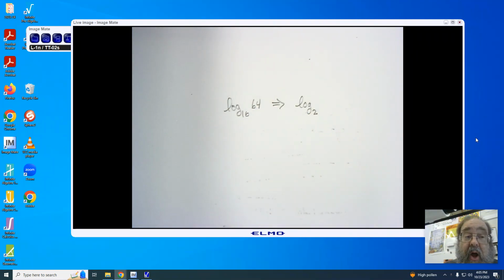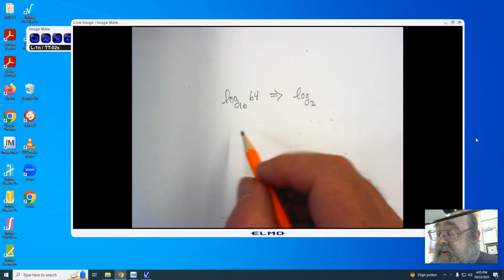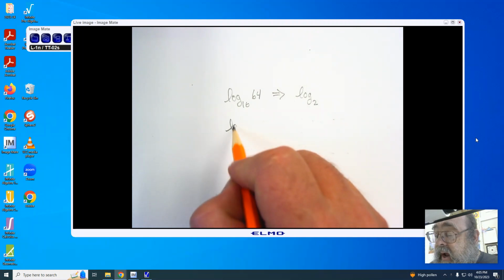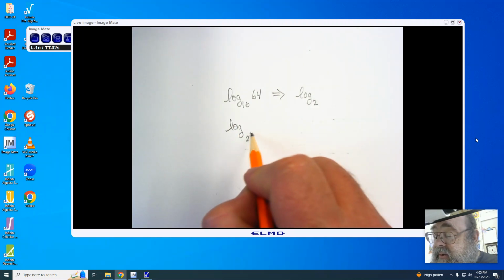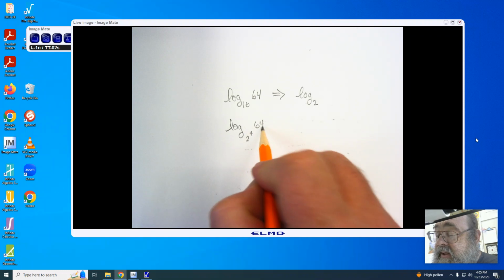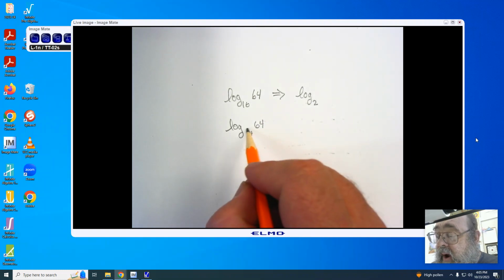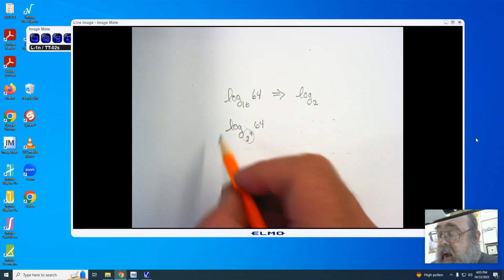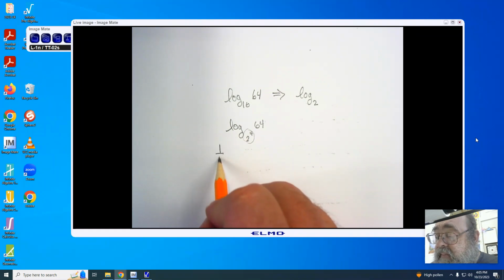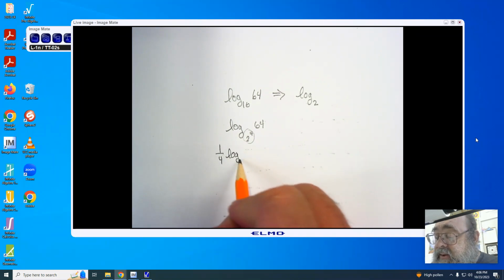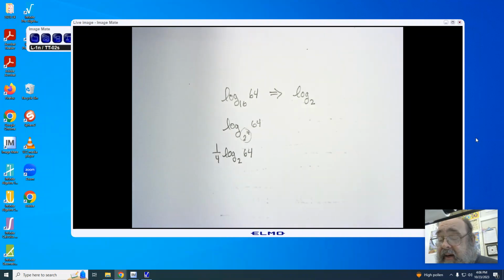If I have log base 16 of 64 and I want to change this into a log base 2, you can either know what's happening or you can apply your exponentiation. For example, if I know that I am really looking at log base 2 to the fourth power is 64, then whatever I do here to get to the power, I'm going to do in front. That should give me 1/4 log base 2 of 64. And that should be what I get.